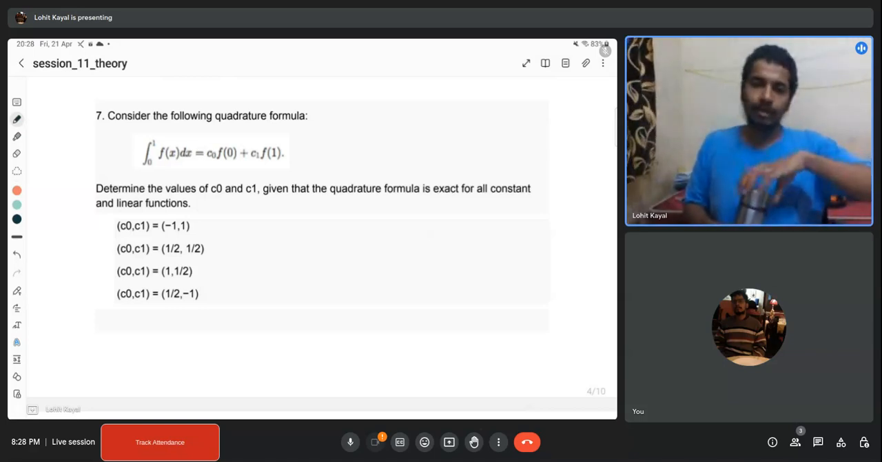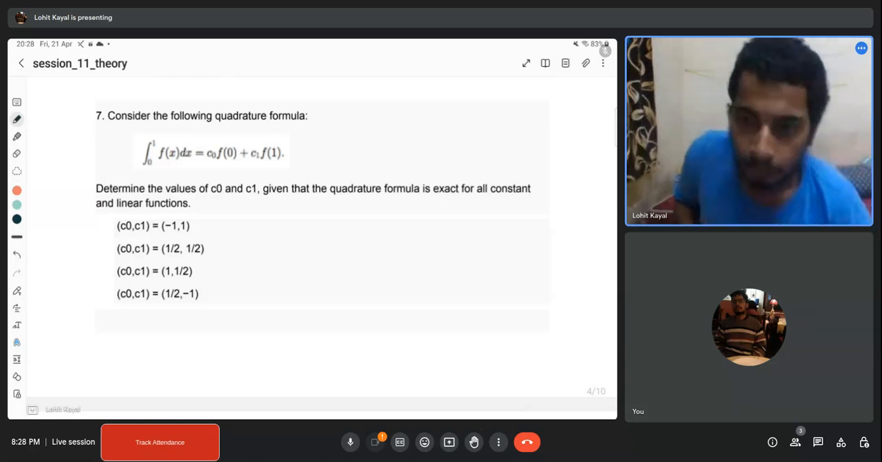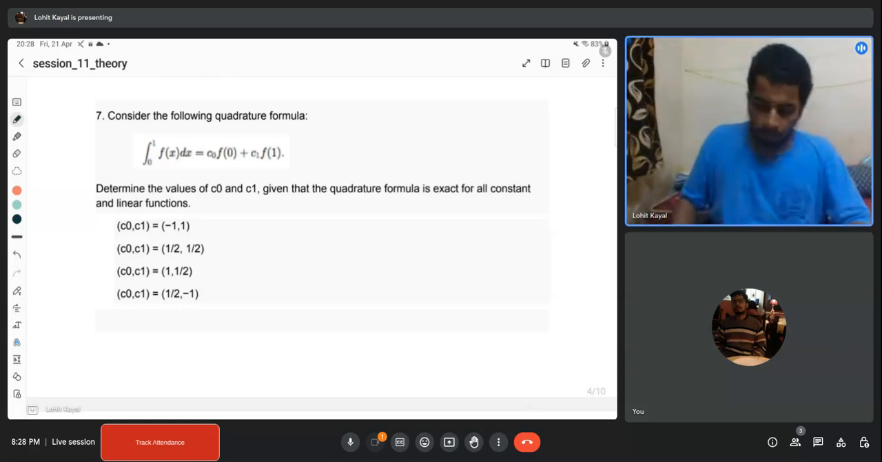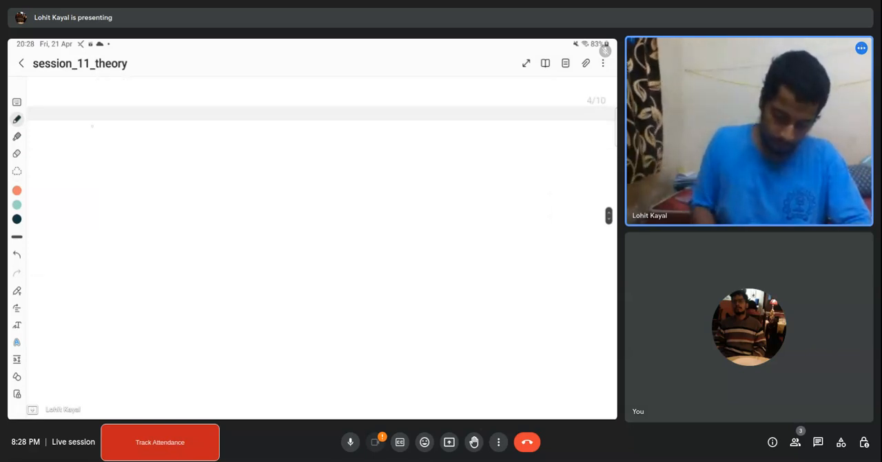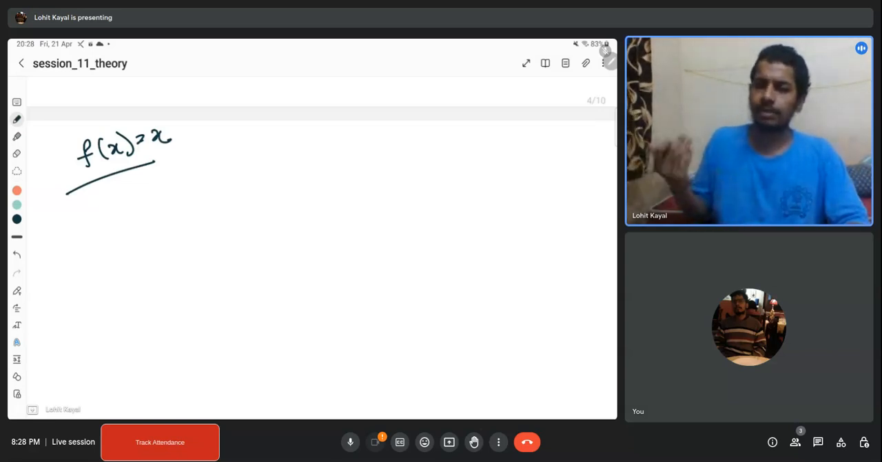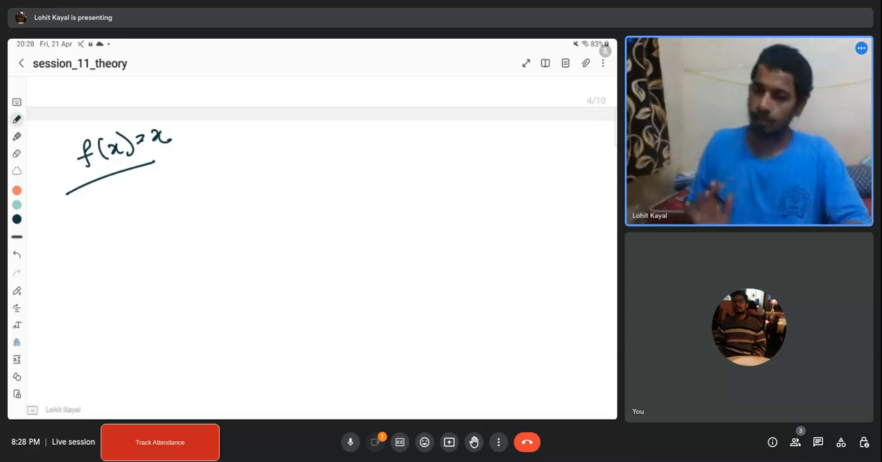And you need to find the value of these two constants, that is c0 and c1. So how to do that? So first assume that f(x) equal to x, because this is true for any straight line. You can take x plus b, cx plus d. I am taking the simplest one, that f(x) equal to x. Okay.